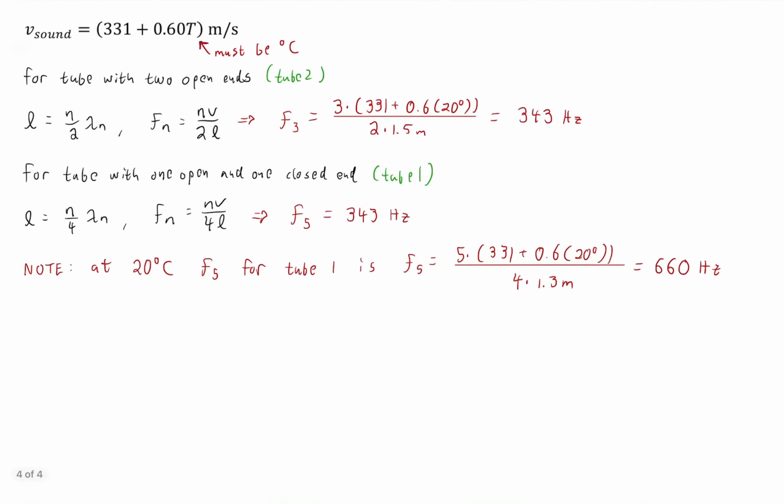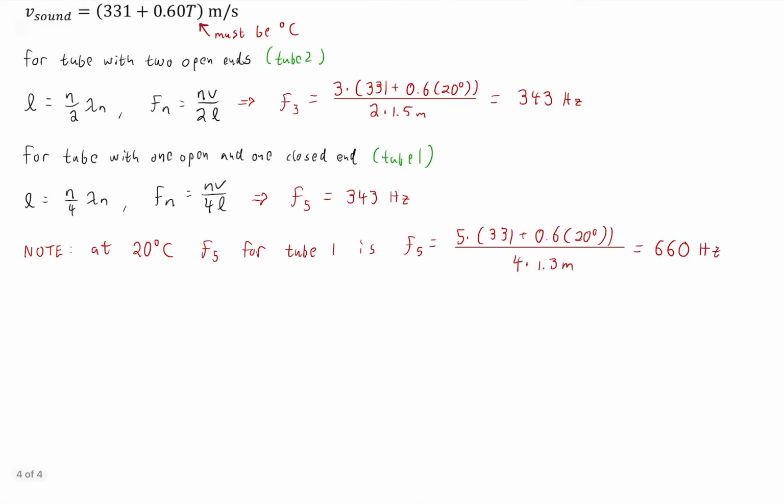So that means we're going to have to do something. We're going to have to, well, lower the temperature, because we have to make this frequency less. So that means we need to solve for the T needed for tube 1.